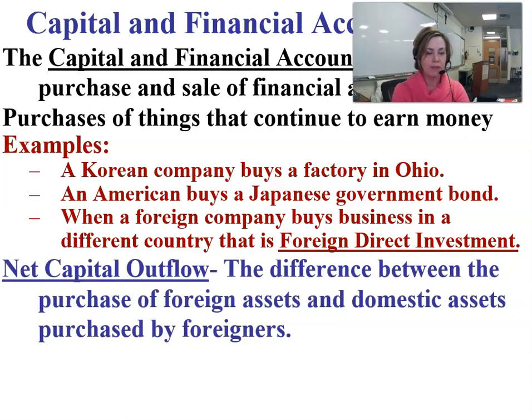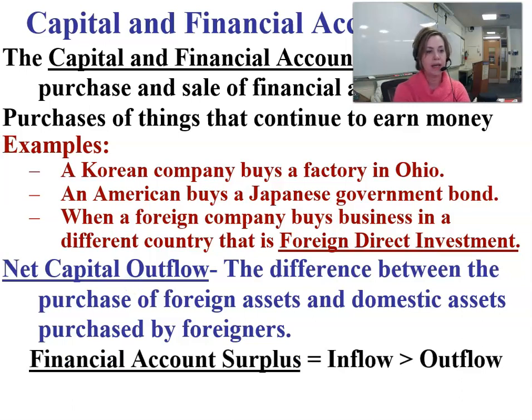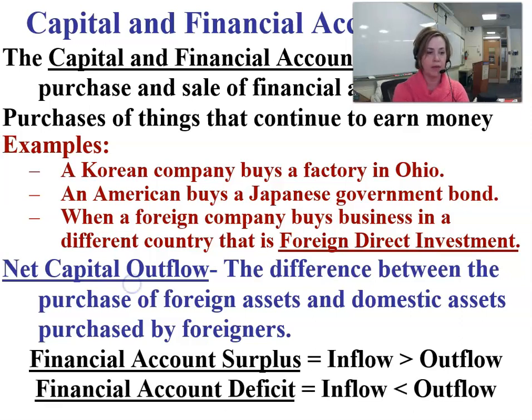Net capital outflow is the difference between the purchase of foreign assets and the domestic assets purchased by foreigners. A financial account surplus means that the inflows are greater than the outflows, and a deficit means that the inflows are less than the outflows.